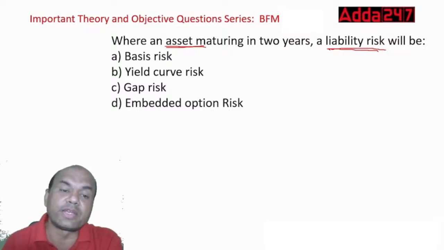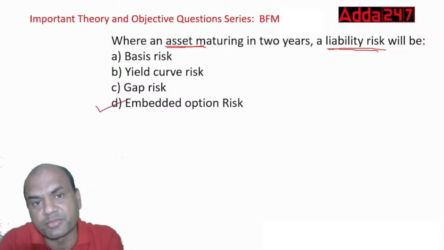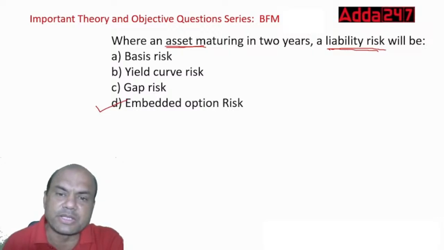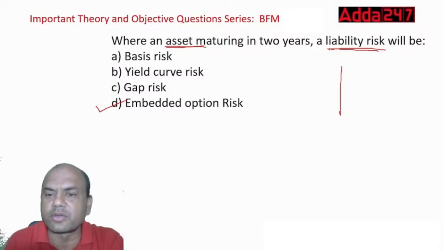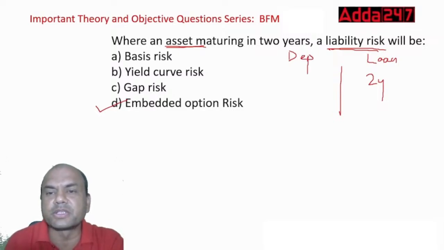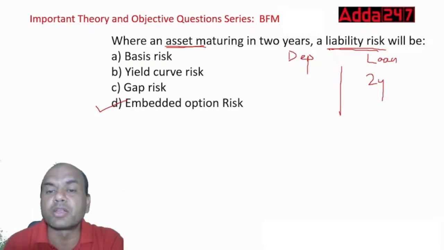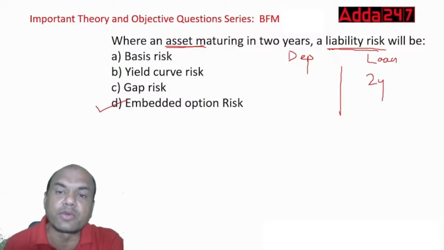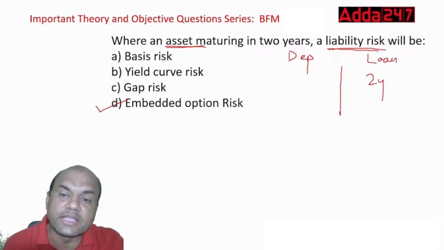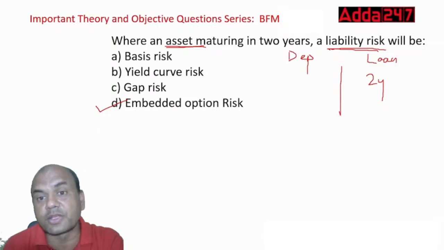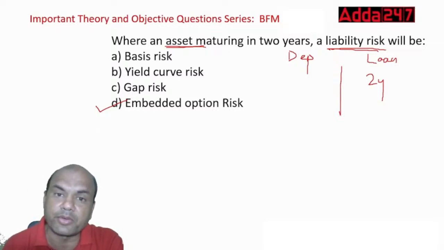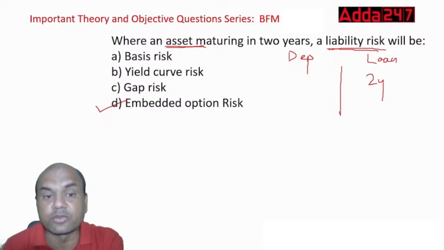From the depositor side, I'll face this risk, the embedded option. See here, if this asset is a loan maturing in 2 years, I have to fund this loan by then. So I have to see to it that I have sufficient deposits for this loan. But if these deposits, the FDs, get matured and there's a withdrawal, will I get the FD of the same amount at the same rate afterwards? That is known as embedded option risk.